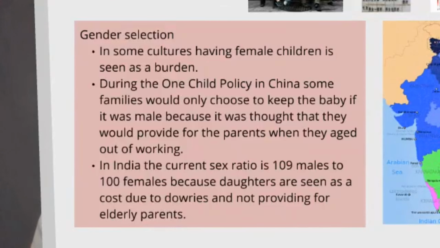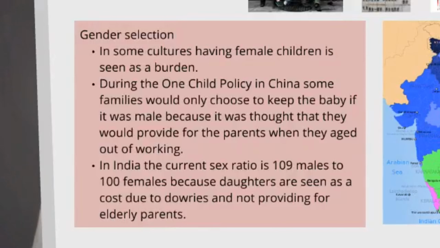So in some cultures, having a female child is seen as a burden. And so during the one-child policy, the famous one-child policy we talked about in topic 2.7 in China, some families would only choose to keep the baby if it was male, because they thought a male baby would better take care of them as they aged out of working. So they would actually abort any children after they found out the sex of the baby who were female, because they knew if they could only have one baby, they didn't want it to be female.